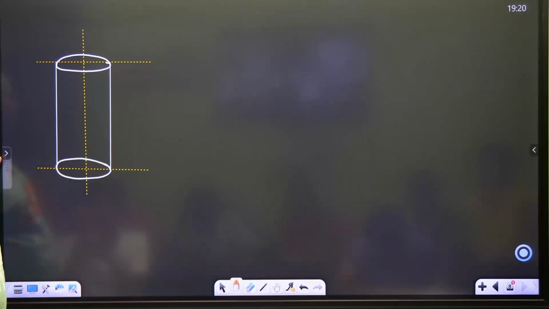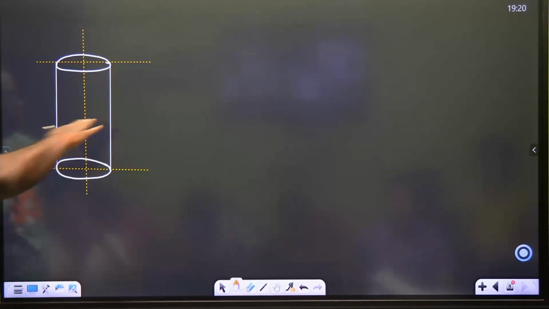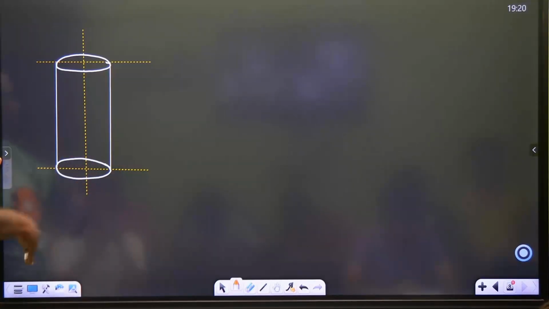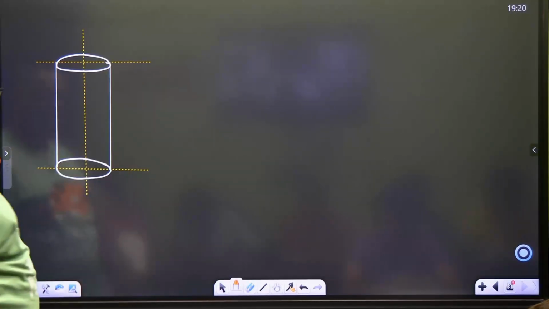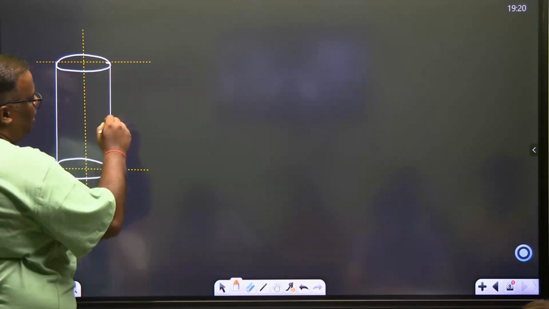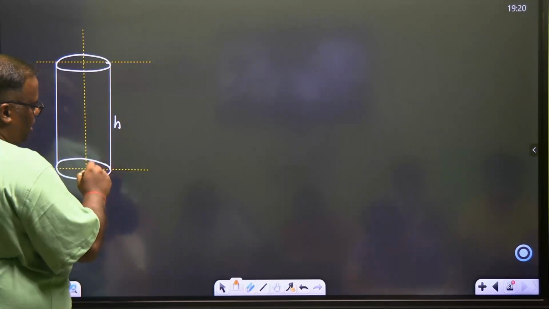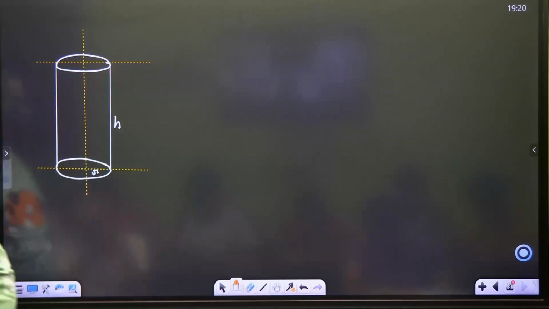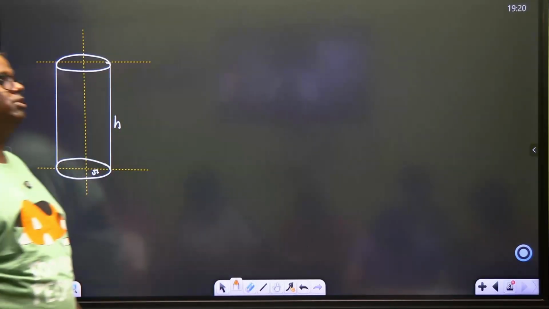Is it a symmetric object? Exactly. ऐसे भी काटोगे तो same type दिखेगा. If you cut this also same type. That means perpendicular cross-sectional area into perpendicular height is applicable here also. A cylinder has the measurements which are given by the height of the cylinder and the radius of the cylinder.